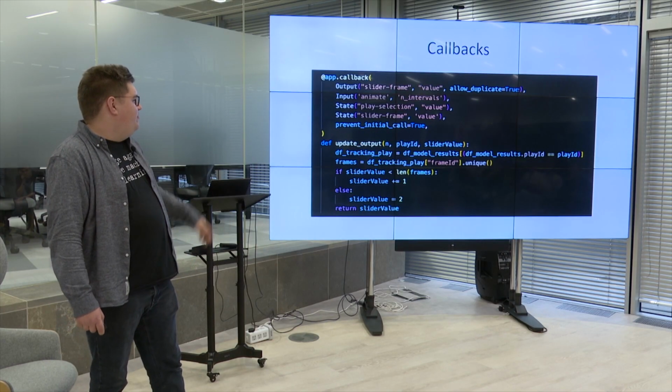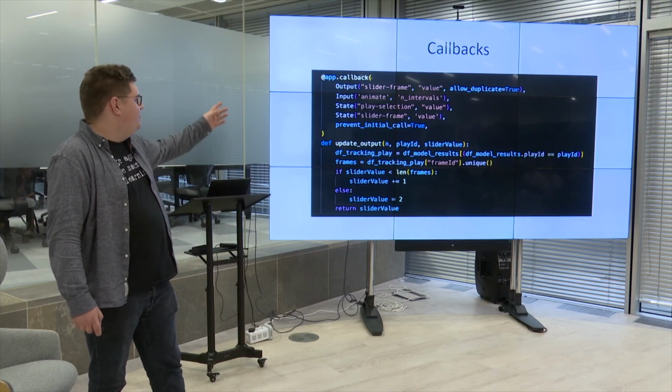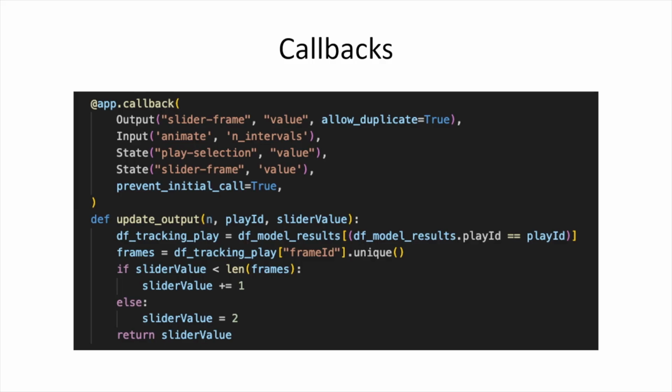So here's an example for the callbacks, where you have different inputs and a state, then you output it to the slider frame, and through outputting it to the slider frame, you get a new frame on the dashboard.